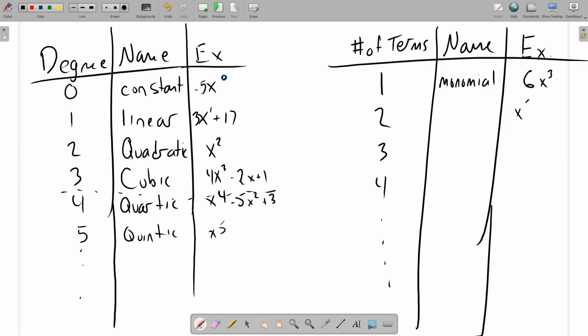If I have two terms, and again, this could be anything, let's say x to the 5th minus 2x. I have two terms. We're going to call this a binomial. Can you guess what 3 terms is going to be? Let's say x to the 5th again minus 2x, but now plus 7. I have 3 terms. What's a word for 3? That sounds mathematical. Trinomial.